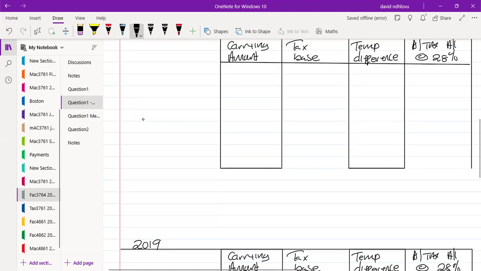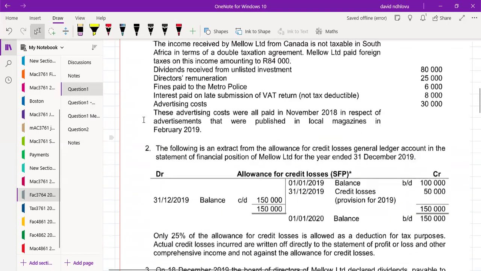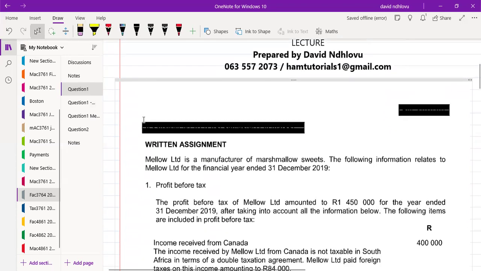But what are we going to use to populate our tables? Now, carrying amount is for assets and liabilities. So here we have to deal with assets and liabilities. That's what we are looking for. And those assets and liabilities are going to be giving us our figure of deferred taxation. So when you go to the question now, when you read through the question, you want to identify your assets as well as your liabilities from the question.